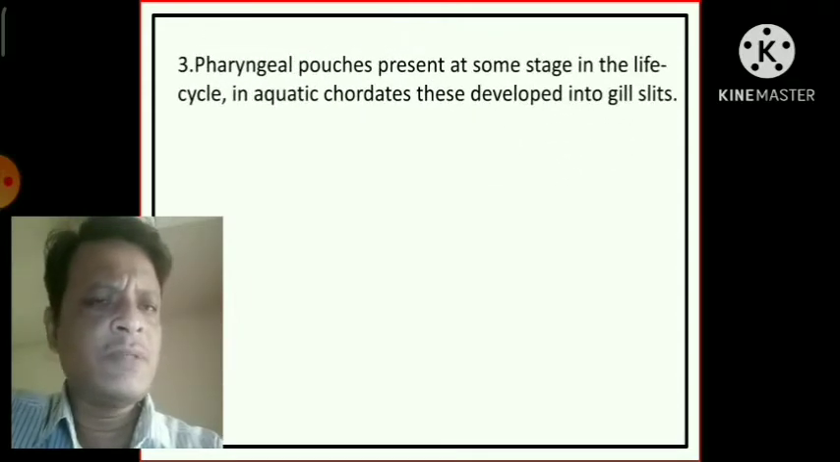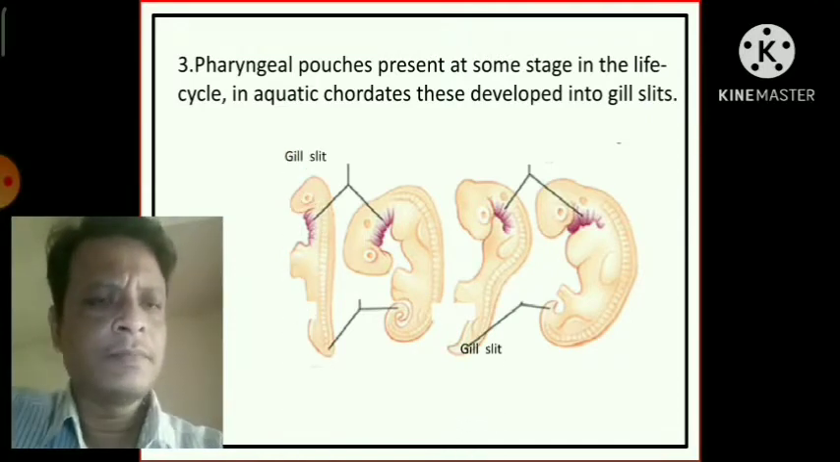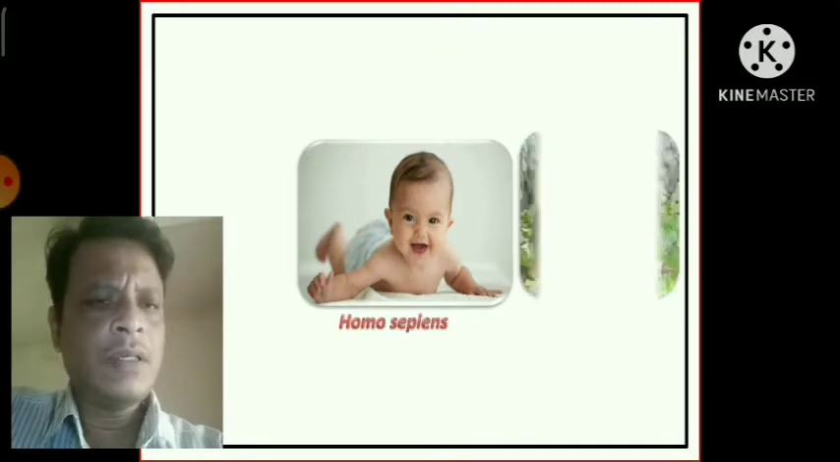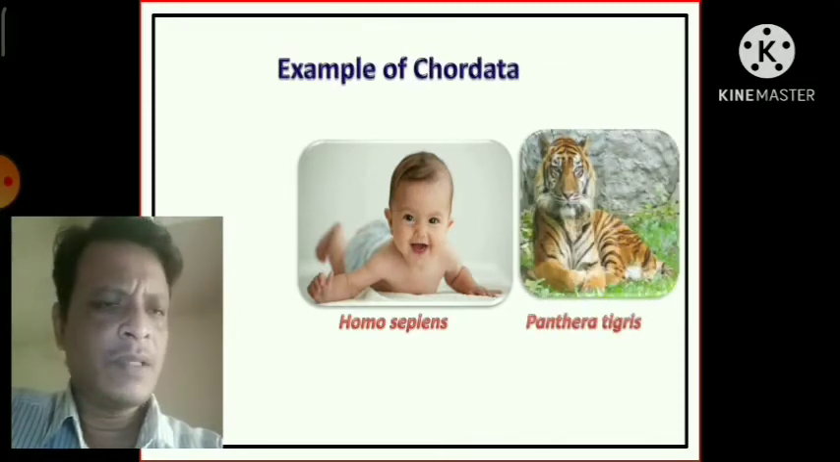And the pharyngeal pouches are present at some stage in their life cycle. In aquatic chordates, these develop into gill slits. If you look at the figure, this is the gill slit. Now, examples of the phylum Chordata: Homo sapiens and Panthera tigris.